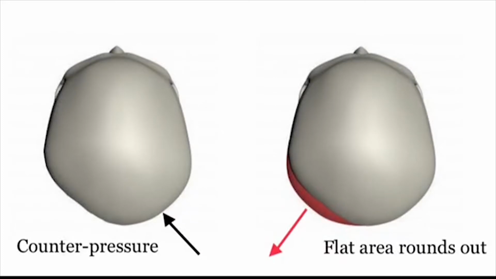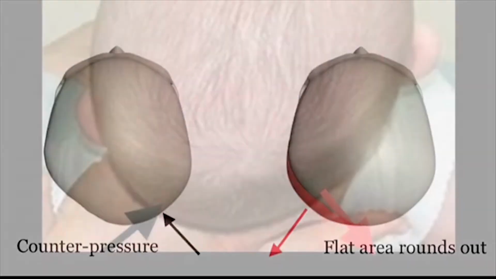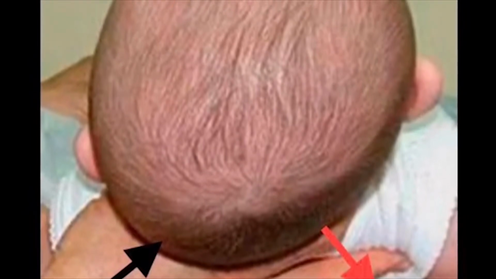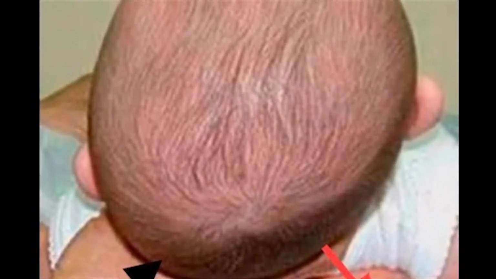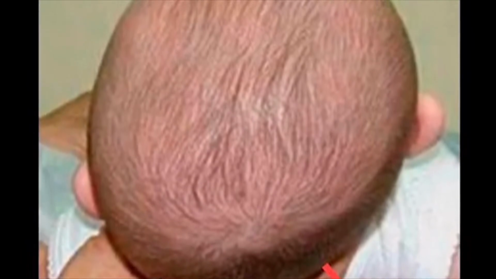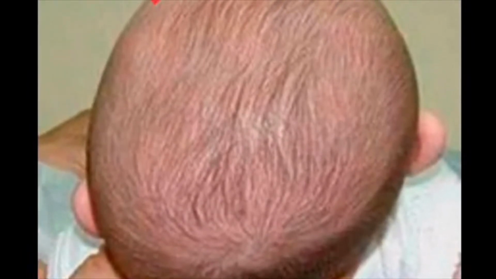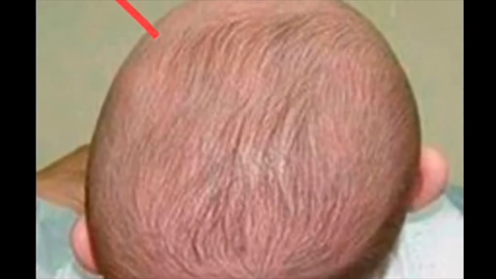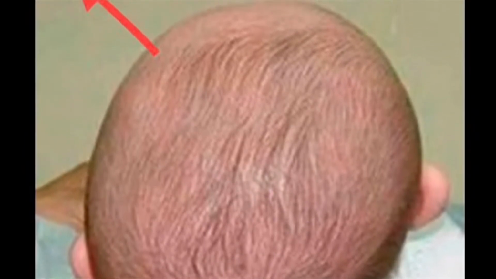In this image, we can see a flat area on the back left side of the head. If we apply counter pressure to the back right side, then we can promote roundness in that back left area. Looking back at some of the examples from chapter 1, we can see a flat area on the back right side of this little one's head shape. If we apply consistent counter pressure to the back left side, we can promote roundness in that back right area and the left forehead region.